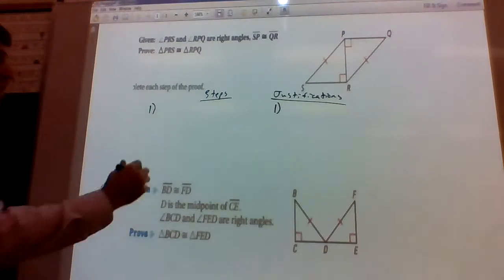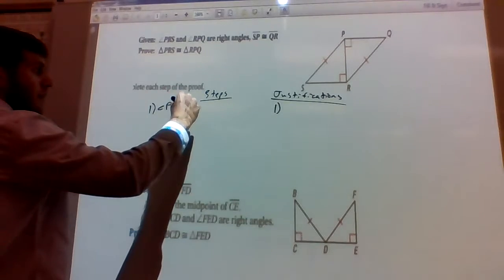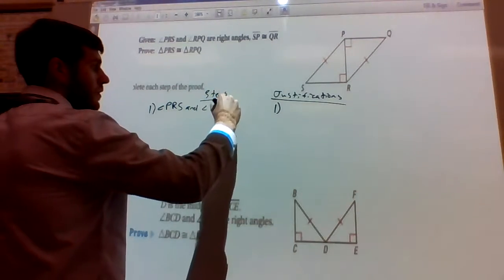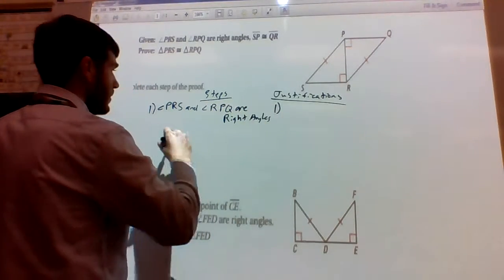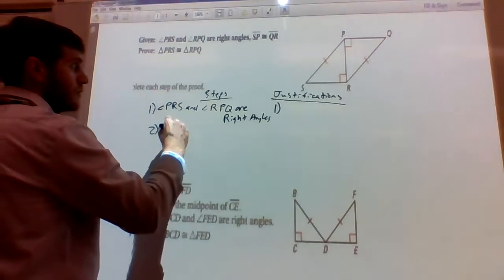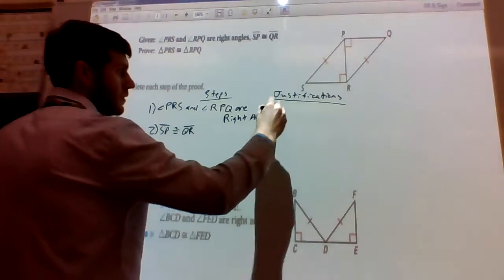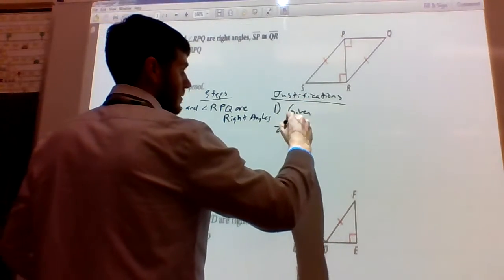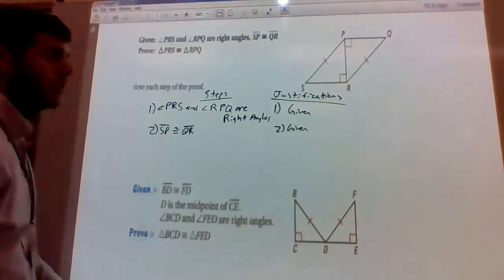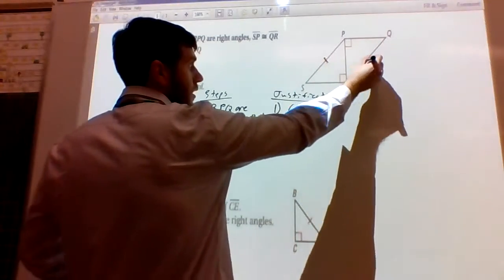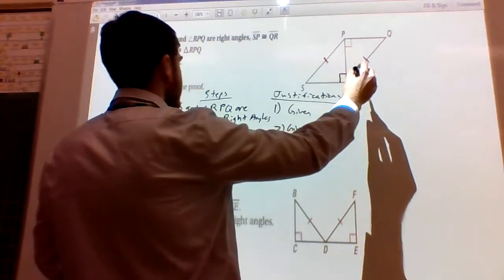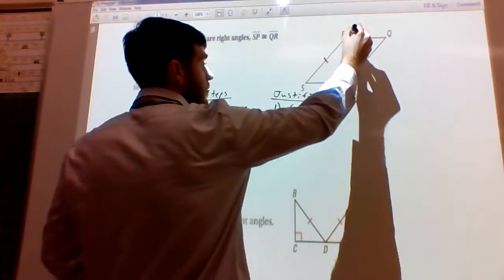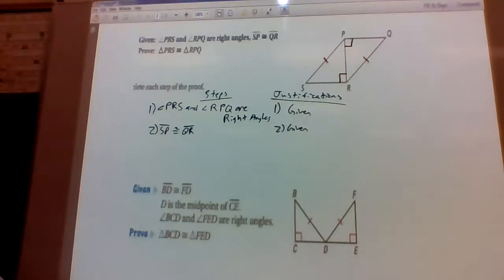So we have 2 givens: angle PRS and angle RPQ are right angles. And then we have that SP is congruent to QR. Okay, these are given and given. And they already have it drawn in for us. So in our proof, step 1 is write the givens. We have the givens written.